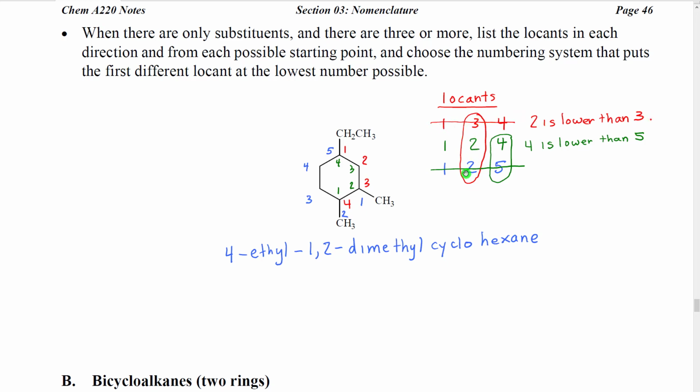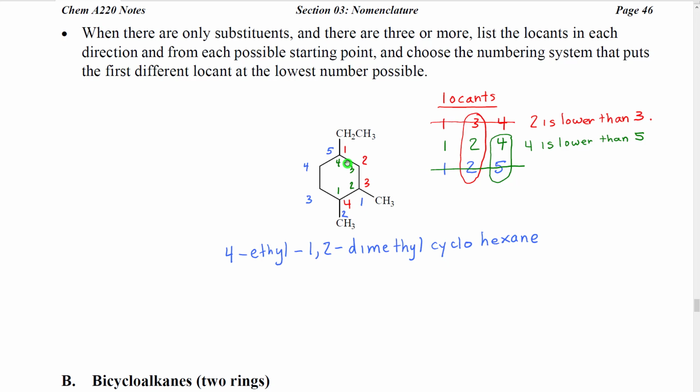2 is lower than 3. But that still leaves us with these 2 tied. So then we go to the next locant that's different. And in that case, you can see that 4 would be lower than 5. So we cross out that one. And 1, 2, 4 would be our preferred numbering system, the green numbering system.